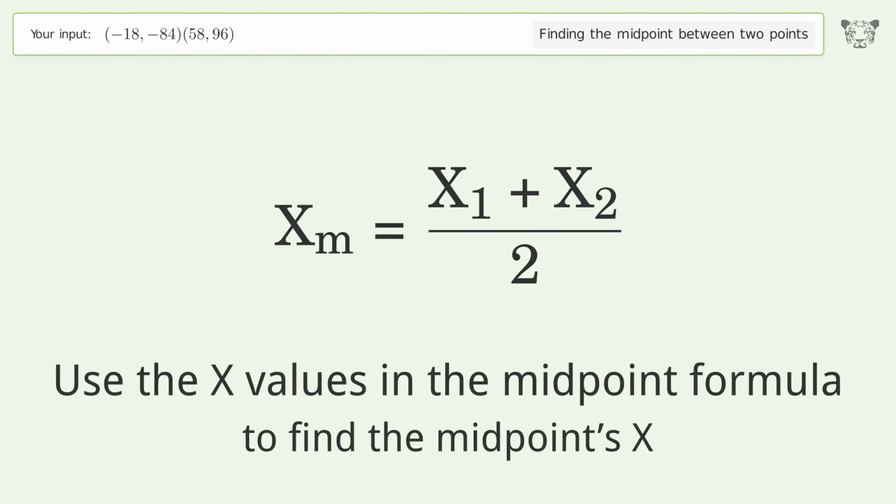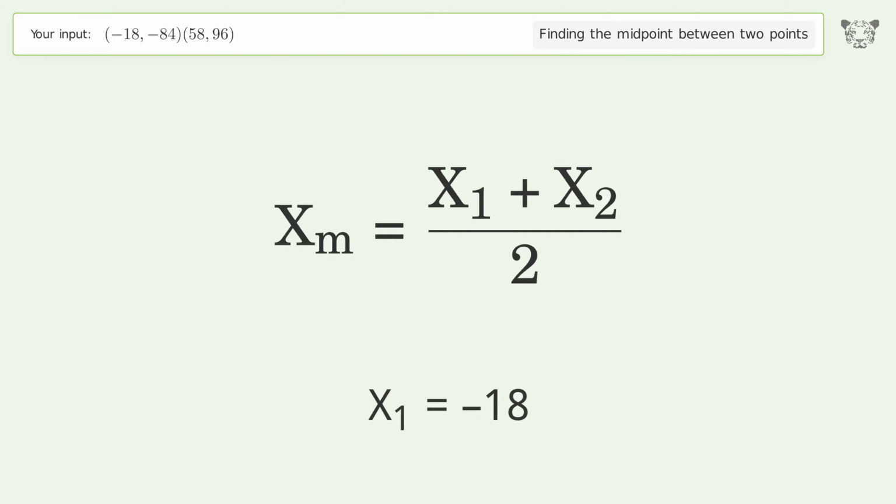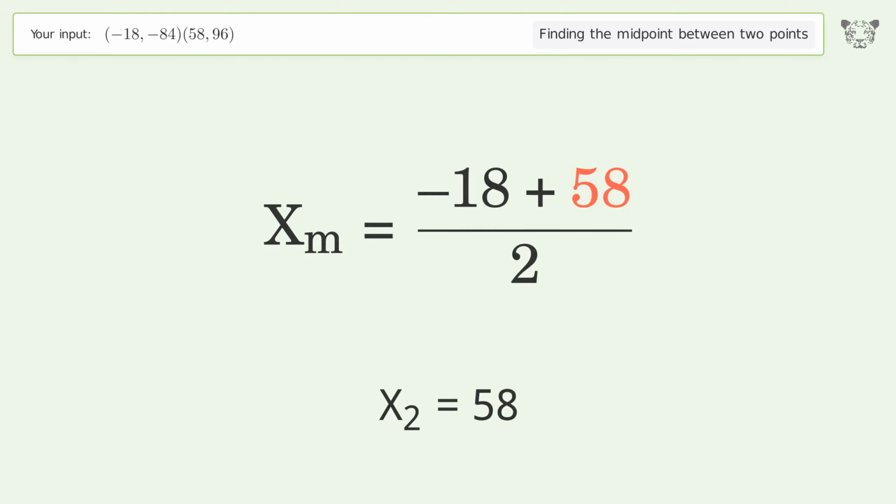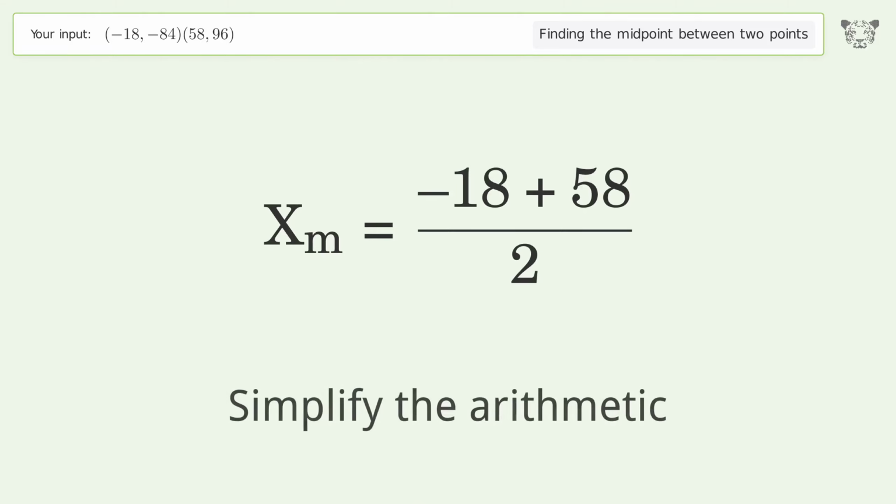Use the x values in the midpoint formula to find the midpoints x. x1 equals -18. x2 equals 58. Simplify the arithmetic.